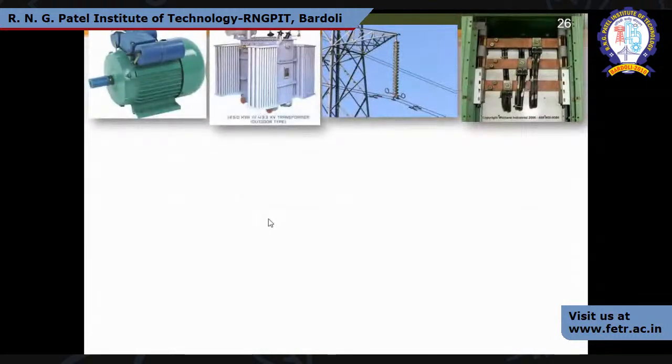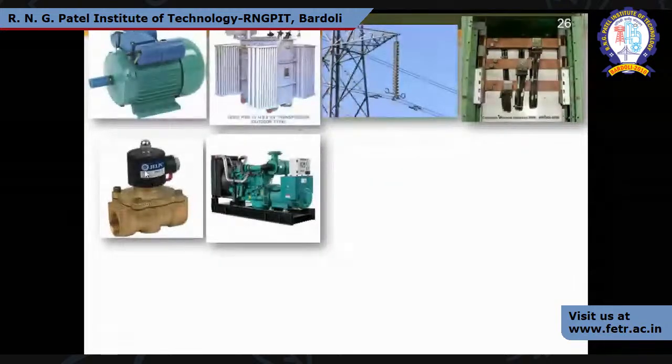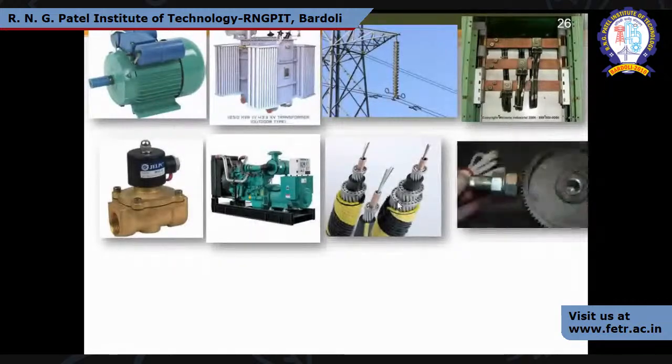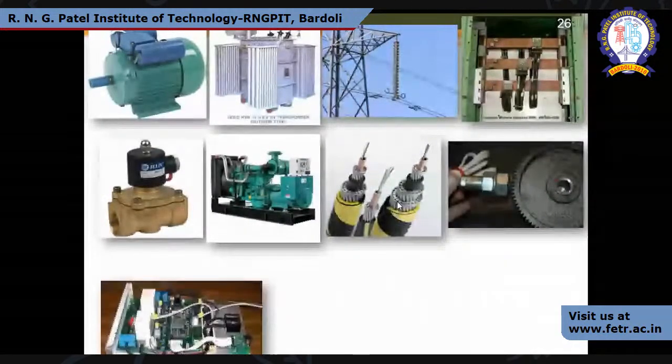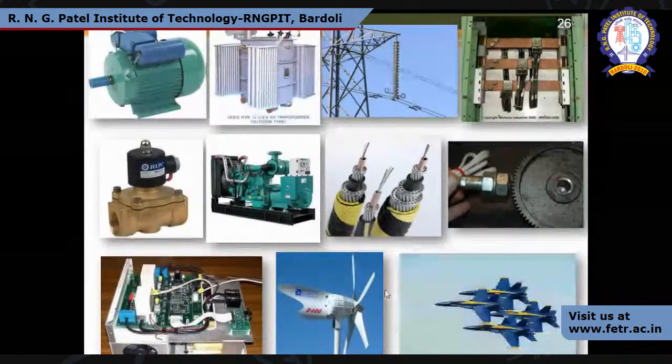Look at here, some examples in electrical engineering: the motors, then transformers, transmission lines, which means the bushings, the insulating disc, then circuit breakers, then pneumatics, different types of valves and solenoids, then generators, then cables, then connectors, then different types of integrated circuits, then wind turbines we have considered, and the fighter planes, which also use lots of electronic gadgets.